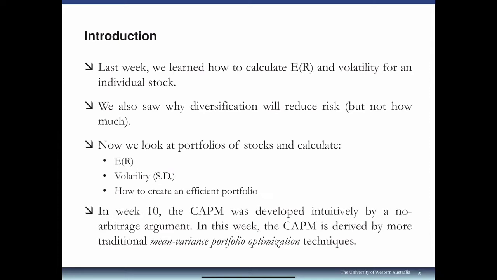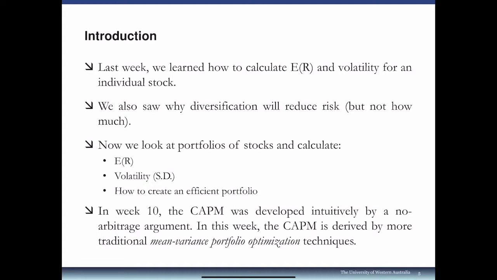We also showed that diversification will reduce risk, but we're not sure how much it will reduce risk. We know diversification can get rid of unsystematic risk or firm-specific risk. And now we're looking at portfolios of stocks, and we want to calculate the expected return and volatility of the portfolio, and then we show how to create an efficient portfolio.